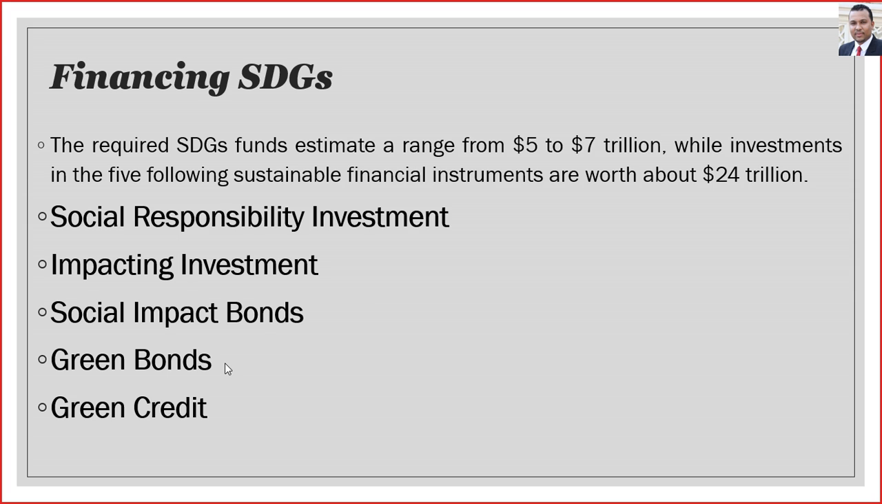Green credit, the type of credit used by China. Why China? Because as we presented in the topic of clean technology, China is the main source of CO2 emissions. So China uses green credit to limit the environmental problems.